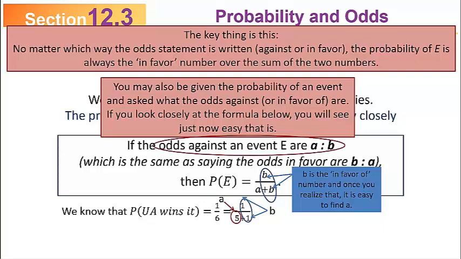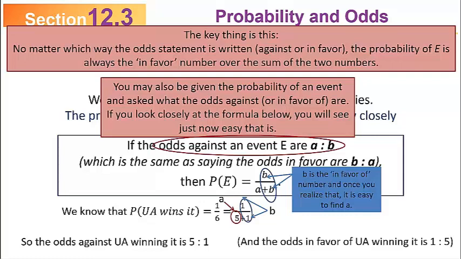So the odds against Alabama winning would be A to B. So that would be 5-1, which is what we know it is, because we started off with the odds against UA winning as being 5-1, and then we turned it into a probability of 1/6, and now I'm backing it up and taking the probability of winning being 1/6 and going backwards and changing it to the odds against winning, which is 5-1. Or I could also say the odds in favor of UA winning would be 1-5.